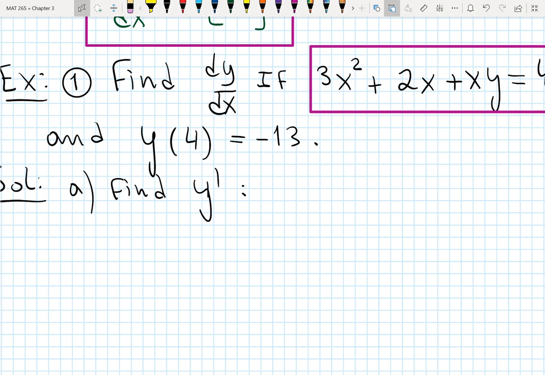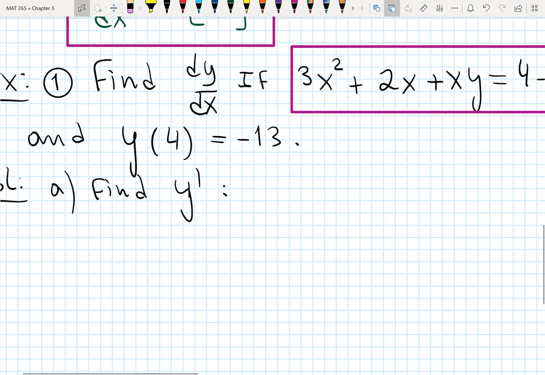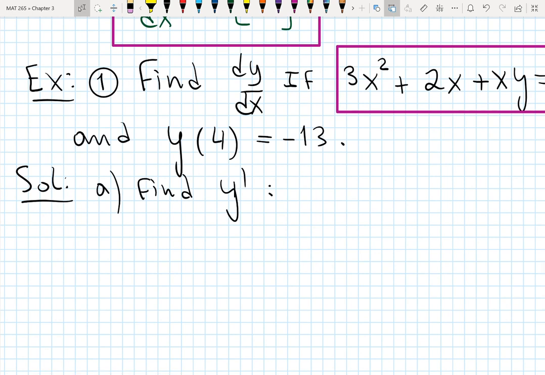So x is my input. Derivative of x is 1. 3x squared gives you 6x. Not a problem. Y is the problem. When you differentiate y, it's not just 1 anymore. So that will be an interesting case. You'll see what I mean here, but keep in mind that y is a dependent variable, x is independent.